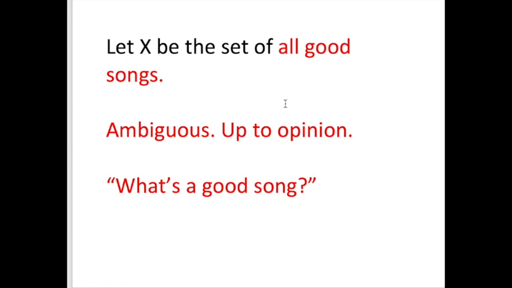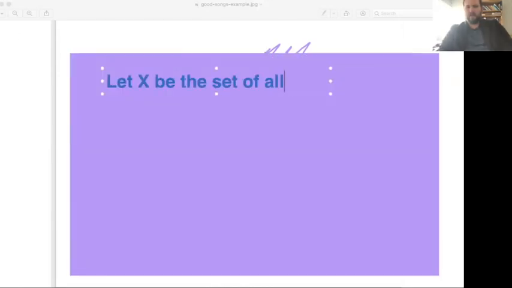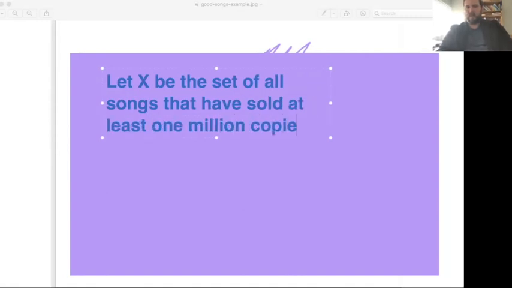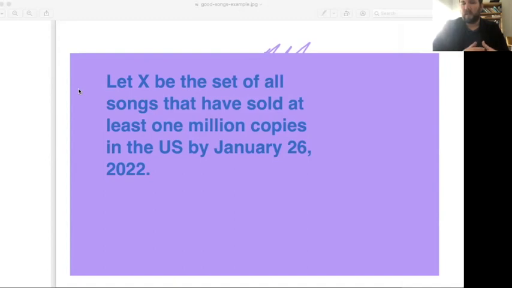Now, let's think about how we could change that criterion so that it would work and it would actually define a set while still meaning at least close to what we originally intended. So instead of saying all good songs, because who knows what that means, what if instead we said something like, let X be the set of all songs that have sold at least 1 million copies in the US by January 26th, 2022. And now here is something we can actually determine whether or not something is in this set based on this criterion.